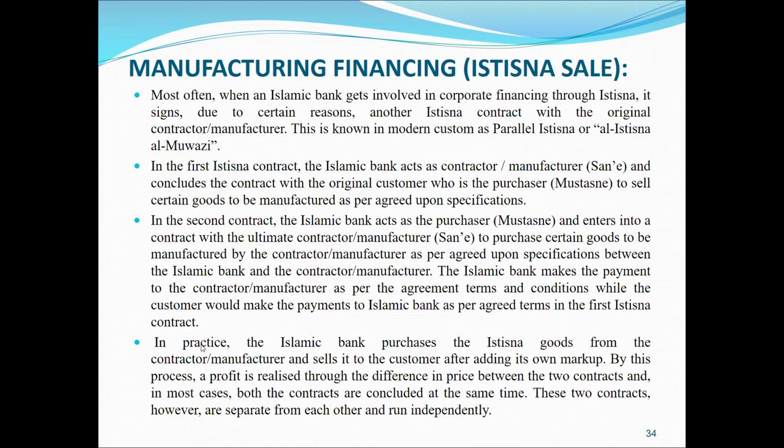So in practice, the Islamic bank purchases the istisna goods from the contractor and sells them to the customer with some markup. By this process, the profit will be realized through the difference in price between the ultimate manufacturer and the customer, but on the condition that the Islamic bank should possess the manufactured item, then it is capable of reselling it.